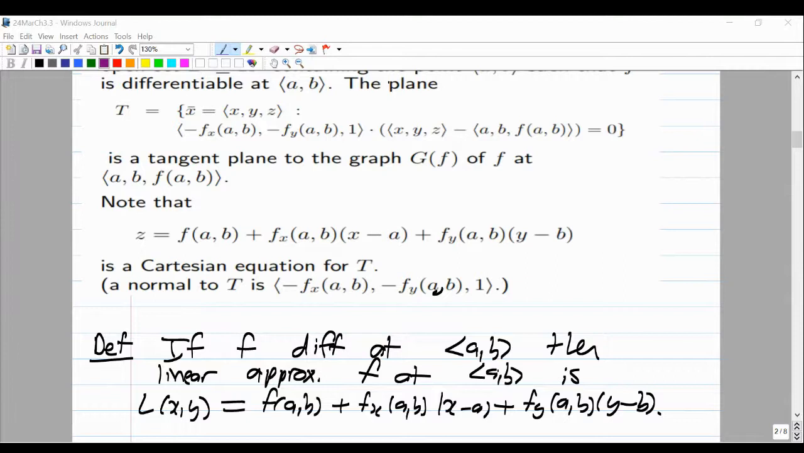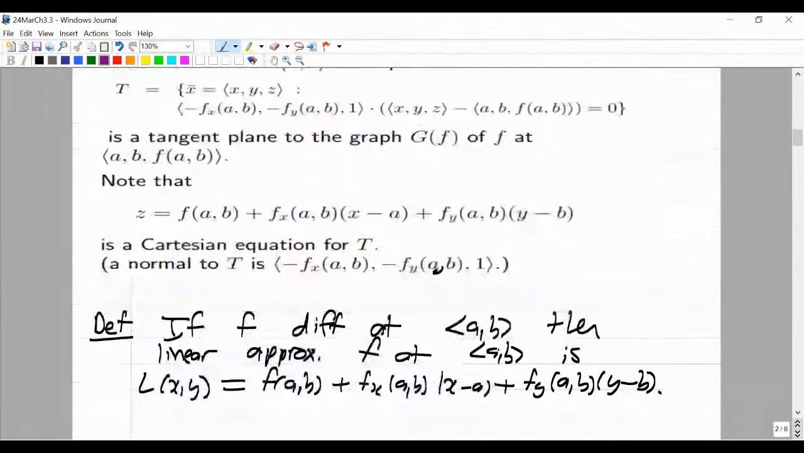A plane is a specific object in 3D, and the linear approximation is a function of two variables. So don't confuse the two ideas. You have a plane and you have a function of two variables. All right, so make sure you are wide awake when you are doing mathematics.